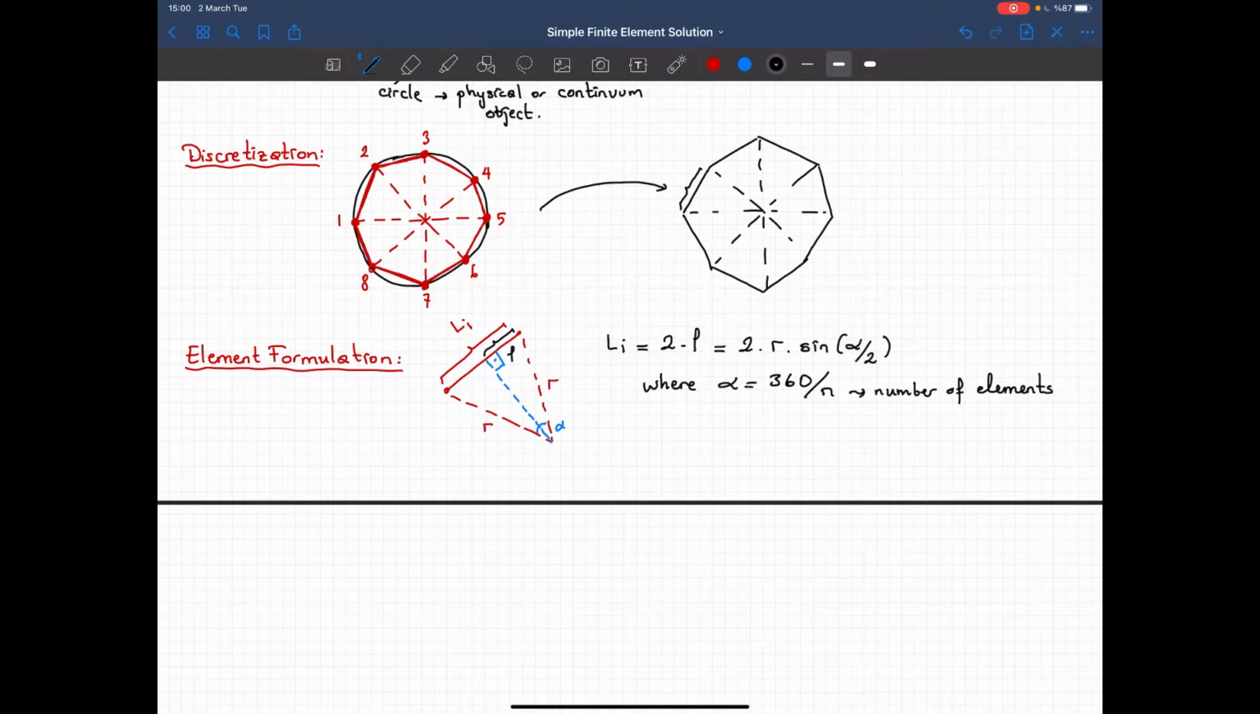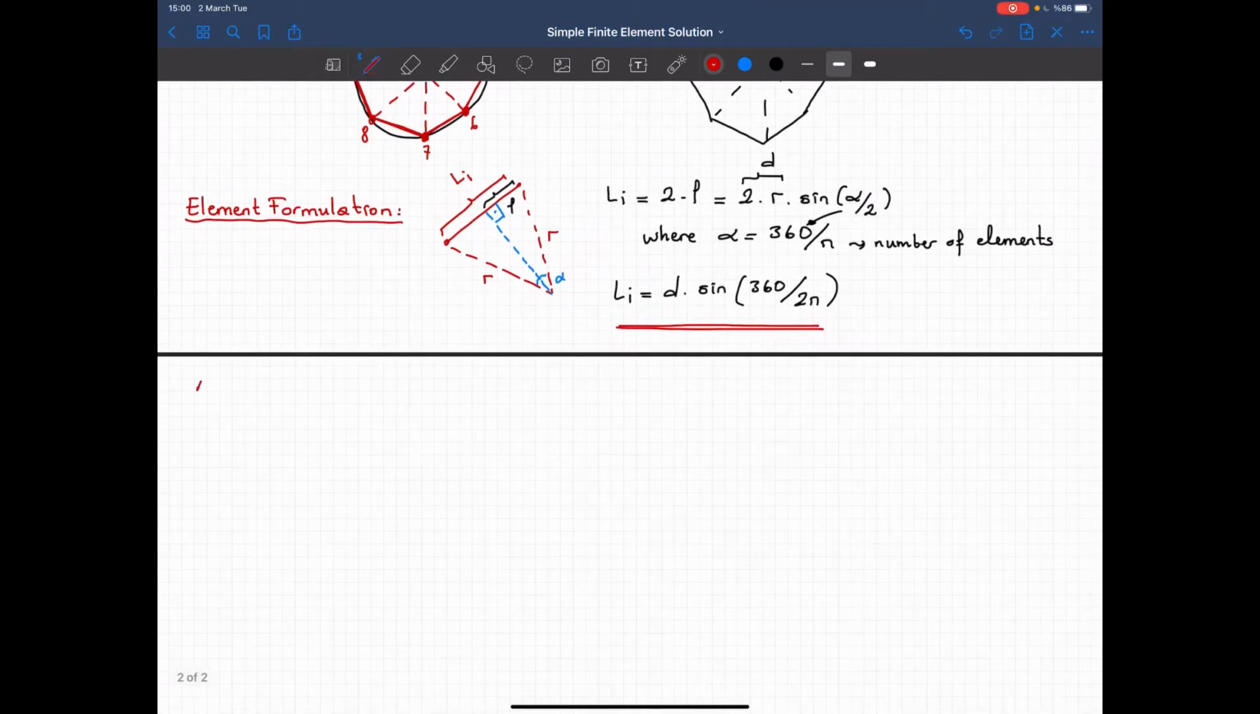Okay, so I can rewrite the equation as follows. 2R is equal to the diameter, and alpha is equal to 360 over the number of elements. So my element formulation tells me that the length of each element is equal to diameter times sine of 360 divided by 2 times the number of elements. So this is my element formulation that relates the diameter with the length of the element. Now this is for a single element.